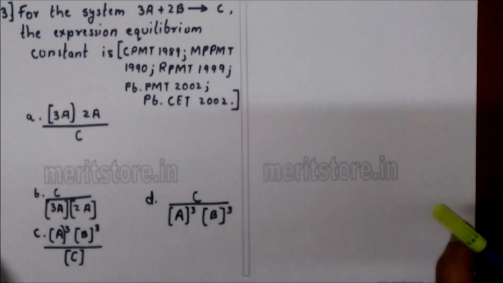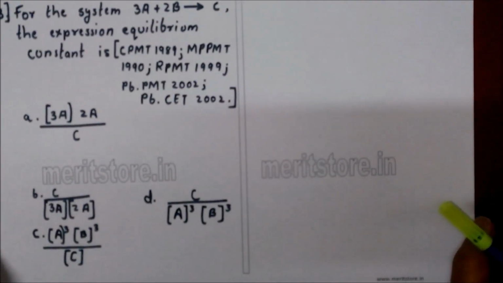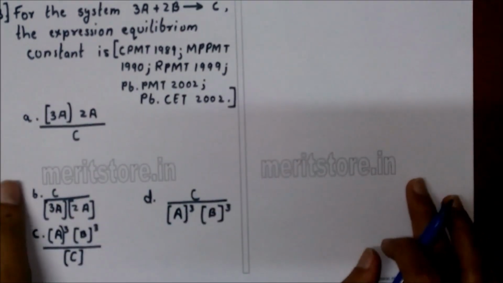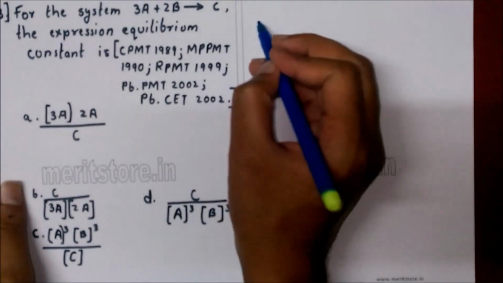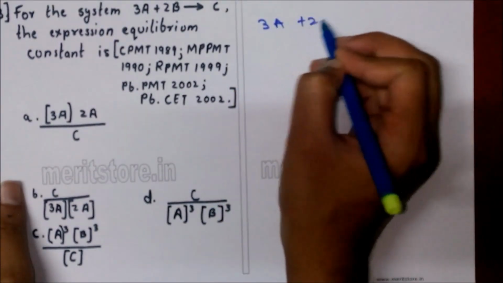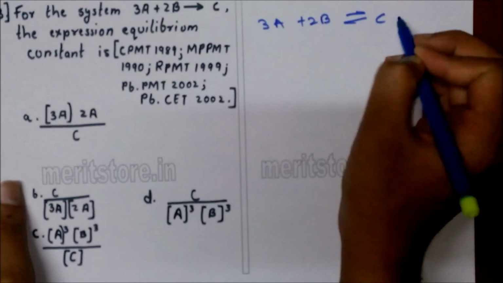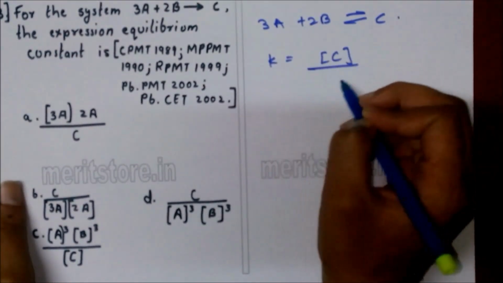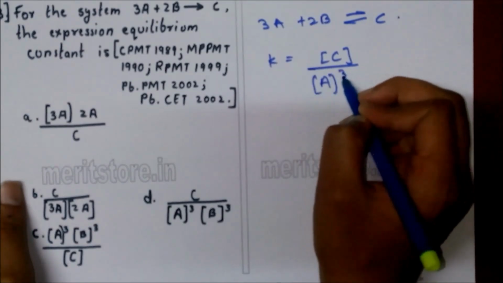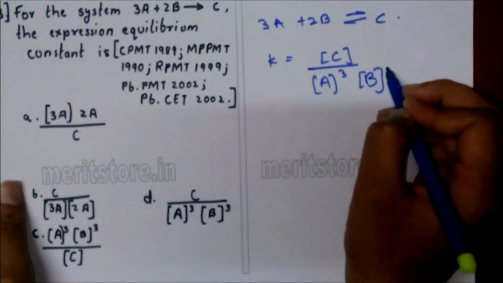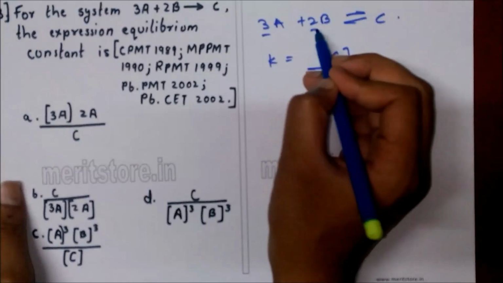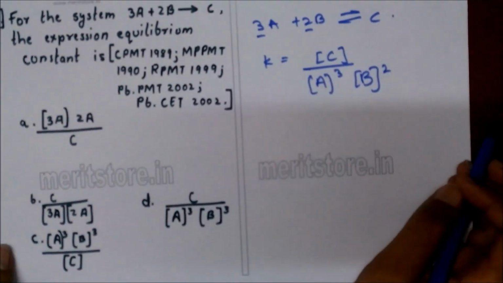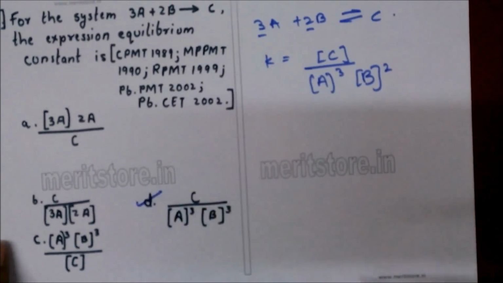For the system 3A plus 2B gives C, the expression for the equilibrium constant is? For the given reaction 3A plus 2B gives C, the equilibrium constant K is equal to [C] upon [A] raised to 3 [B] raised to 2. The coefficient must be raised as the power of the respective concentration. So option D is the correct answer.